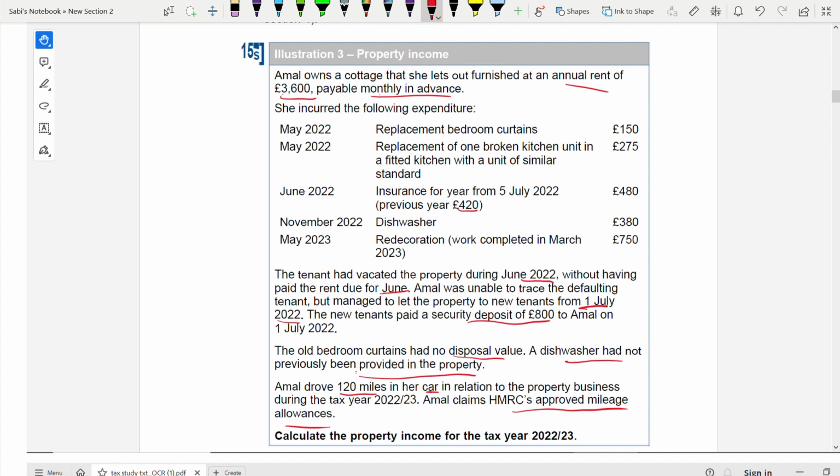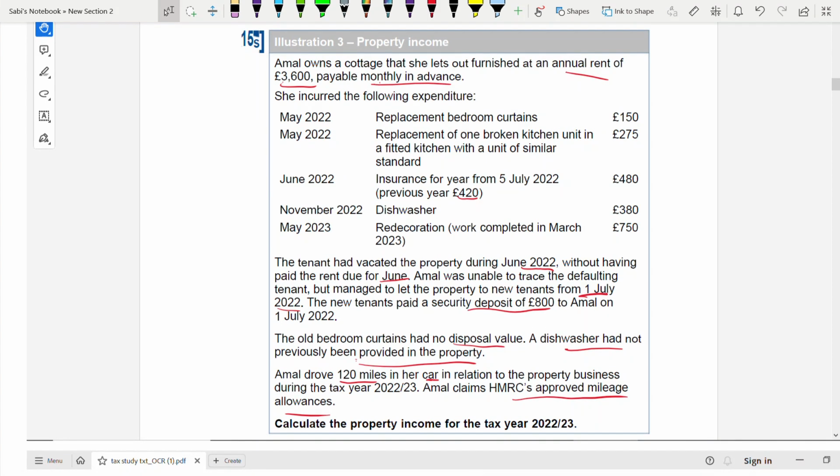So how do you start? It's very easy to get panic. Start with rent received. This is a cash basis. Property income is cash basis. So rent received. Then all the expenses that we have paid, we have to deduct. Okay. So let's quickly do that. Let's start with the rent received.